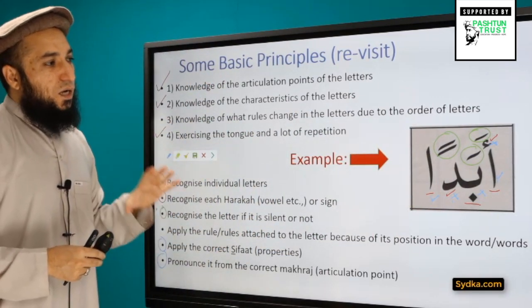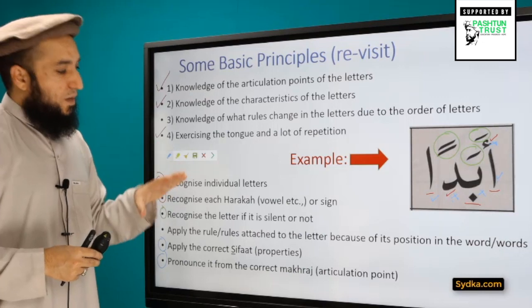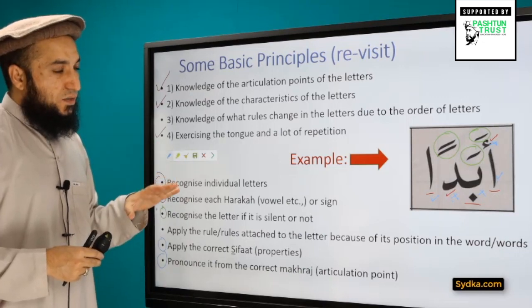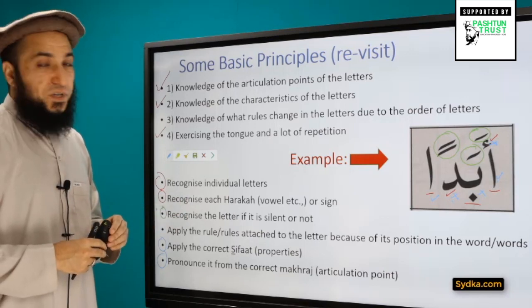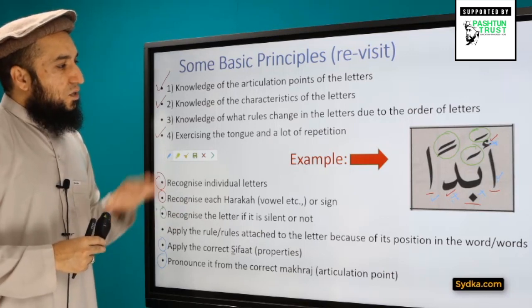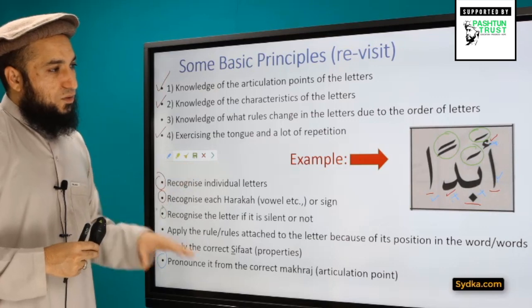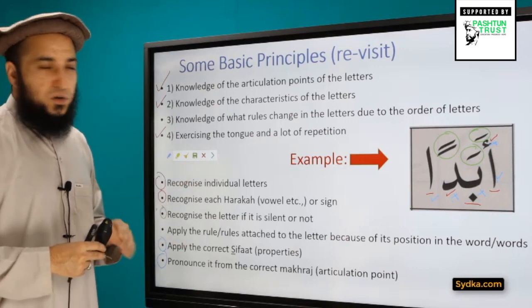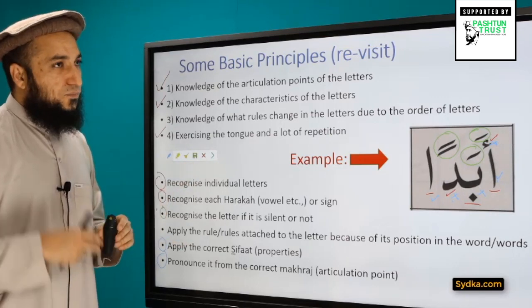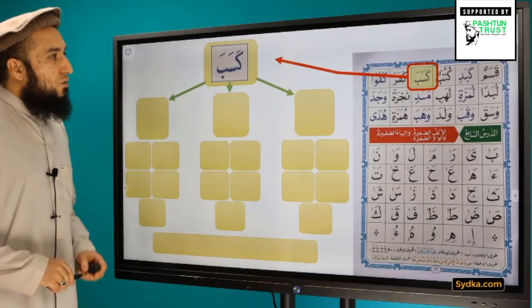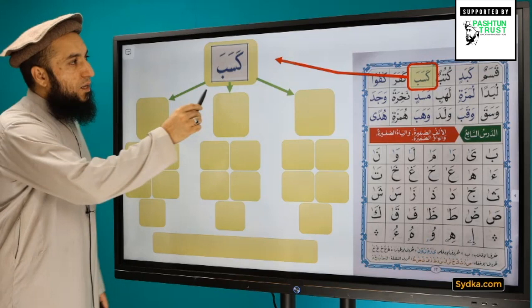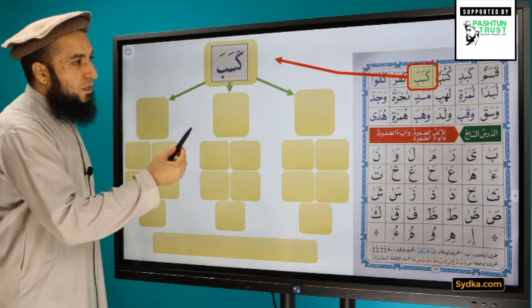So if we manage to implement these steps correctly, then our reading and recitation will be very easy. These are not fixed rules, you can add or subtract to it. These are just general guidelines for recitation or reading the Arabic. So the first word we have is kasaba, and kasaba has 3 syllables.